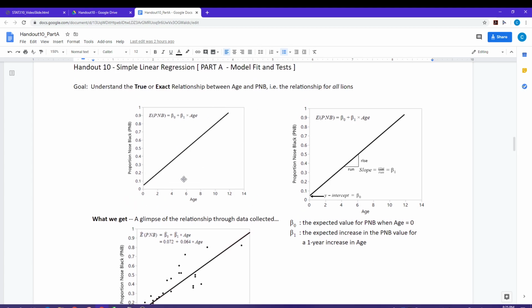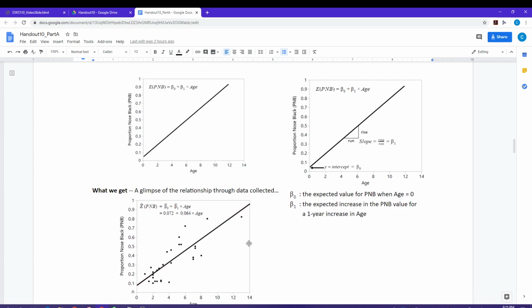Again, our goal is to understand this true relationship, but what we get is a glimpse through the data that we have collected. So our analysis here of simple linear regression has to deal with how do I use this information that I get from the data that I've collected to infer or make decisions about what the true relationship looks like.